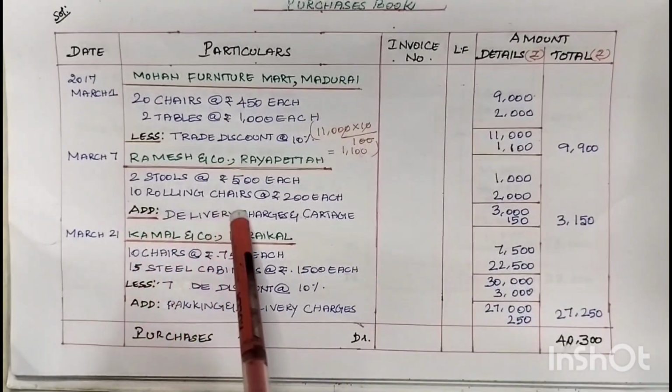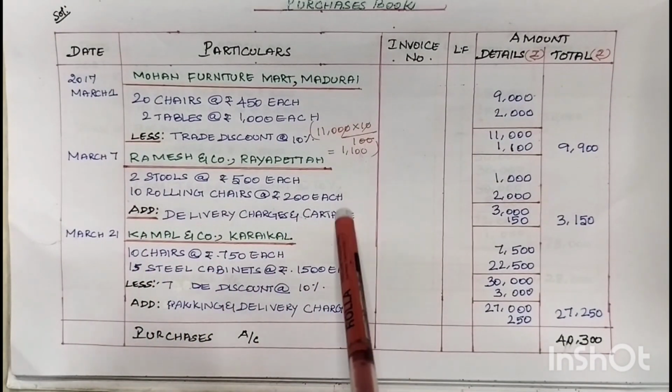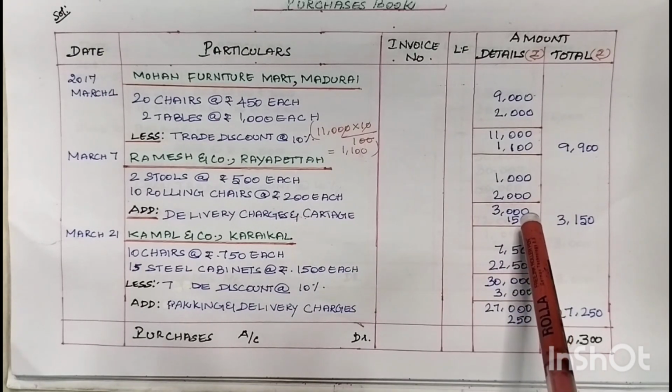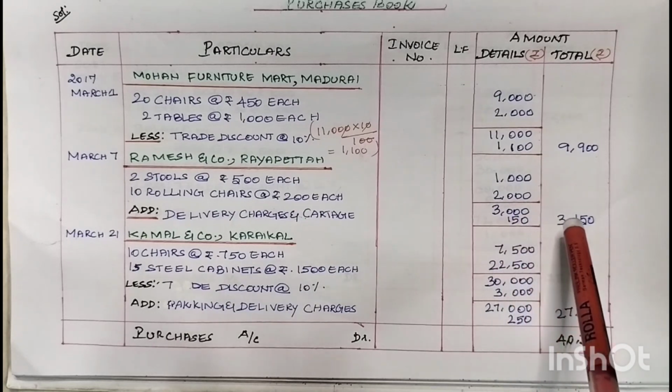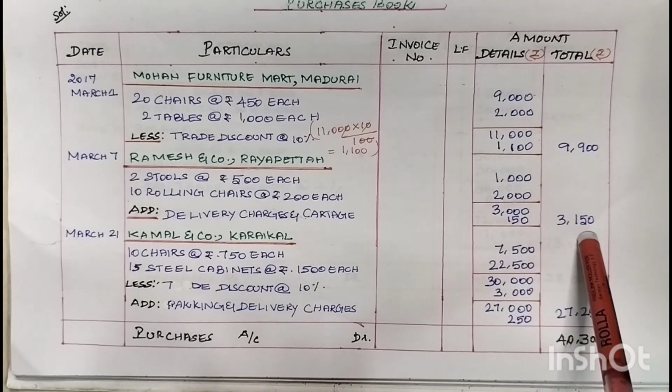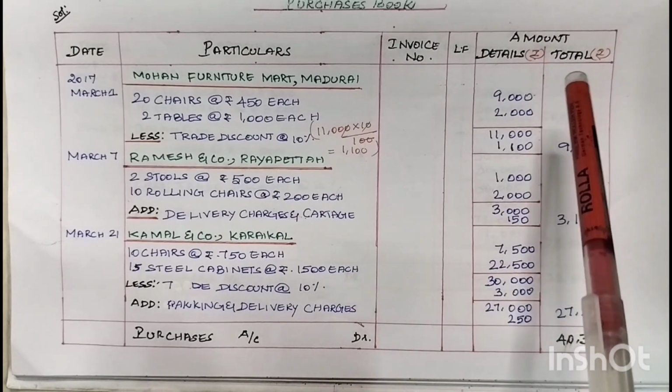So add the delivery charges and the cartage charges. How much rupees? 150 rupees. This will be added. So 3000 plus 150. How much rupees do you get? 3150 rupees. So you enter the 3150 rupees into the total column.